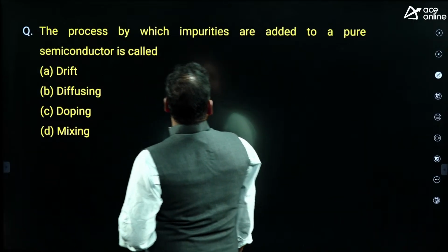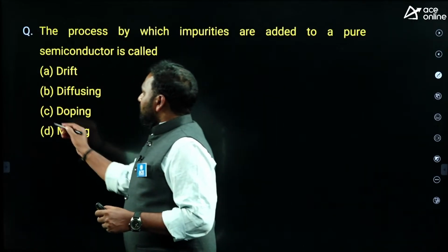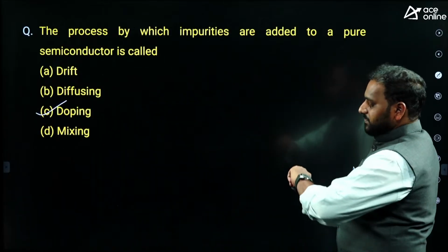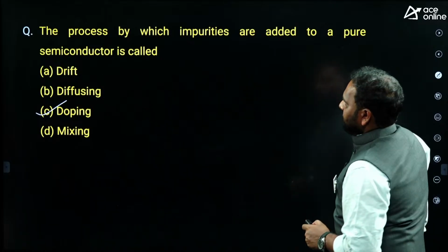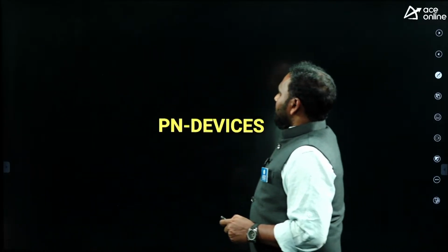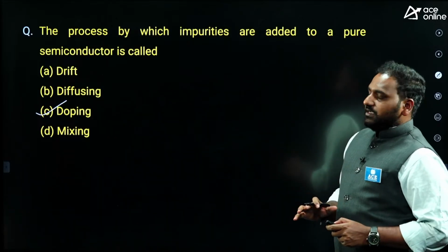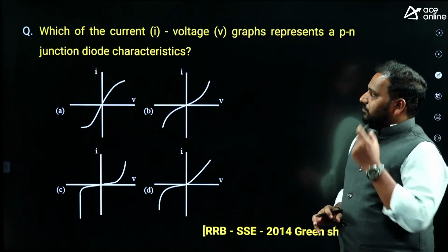The process by which impurities are added. I don't want to waste time here. Doping, okay? Doping. Impurity mixing means it is doping. Yeah, these are some selected questions, okay, from the semiconductors. Now the devices.